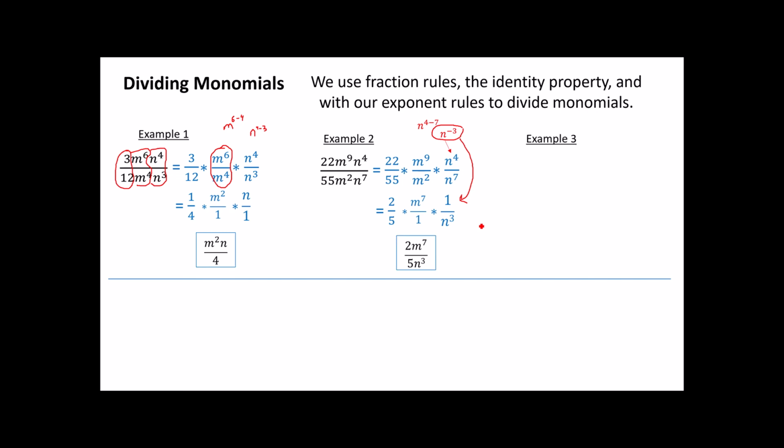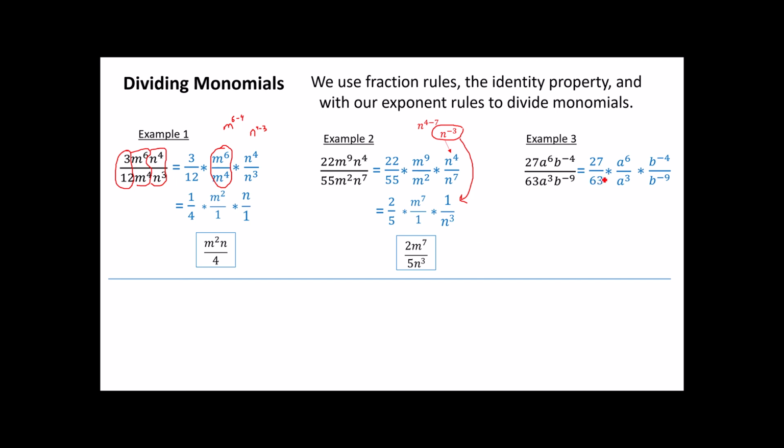I've got one more for you. I would challenge you to try this one on your own by pausing the video and then restarting it to see how I do this. I am going to go ahead and keep going, assuming you've already done that. 27 over 63, a to the 6 over a to the 3rd, b to the negative 4 over b to the negative 9. Once again, I'm going to deal with these one at a time.